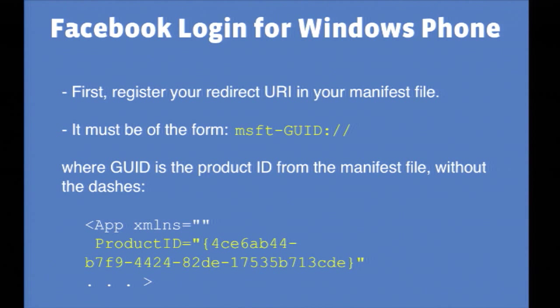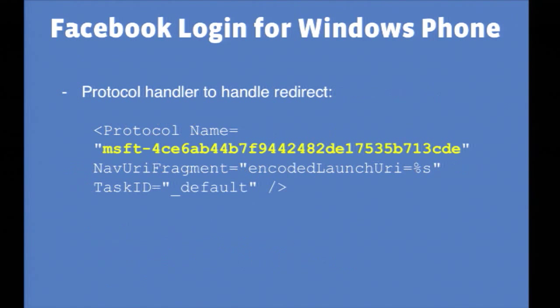So to go back to your app, to get redirected back to your app on Windows Phone, you have to use a special URL scheme. It's msft-gwid, and the gwid is your product ID, which you get from the manifest, and you just take all the dashes out, and that will redirect you back to your app. So this is what it looks like to register it. You guys know how to do it. Visual Studio makes it really easy.